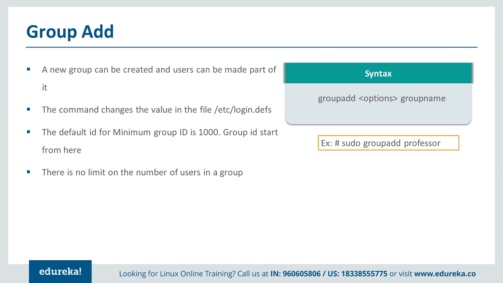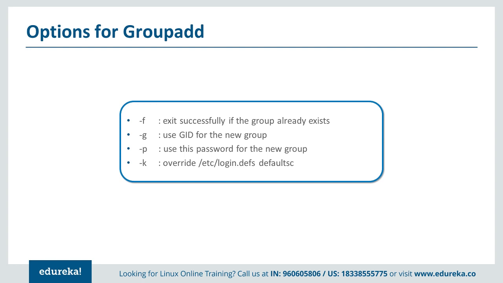There is no limit on the number of users in a group. So you can have n number of users in a group. The command is simple: sudo groupadd, group name. Then again options: -f, exit successfully if the group already exists. -g, use this group ID for the new group.